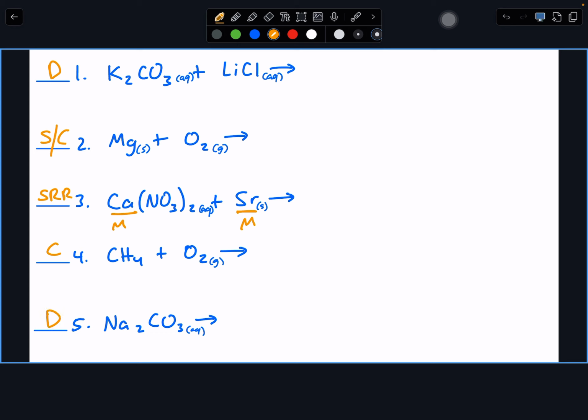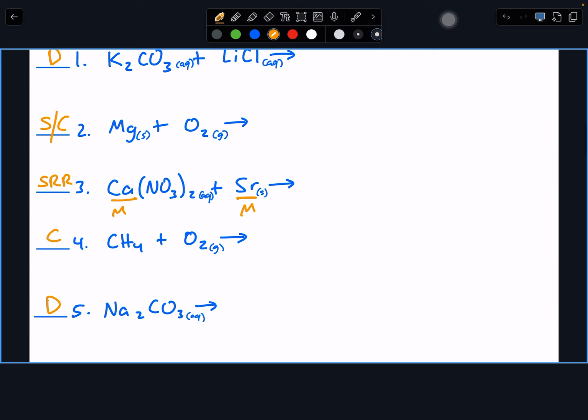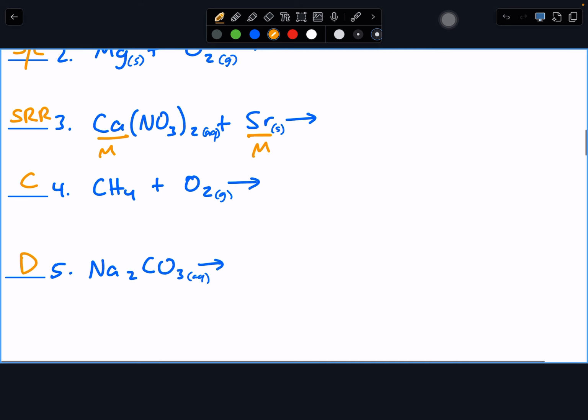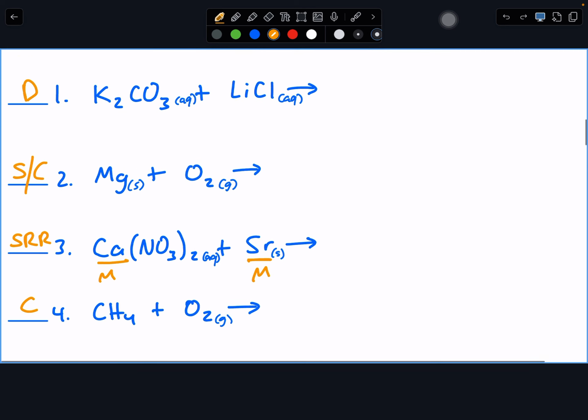Okay, and then the last one? Decomposition. Because it's only what? One reactant, one thing before the arrow. AB. What kind? Metal chlorate, metal carbonate, metal hydroxide. Do you remember what metal carbonates decompose into? It's metal oxide and CO2. Because CO3 looks like carbon dioxide, CO2.